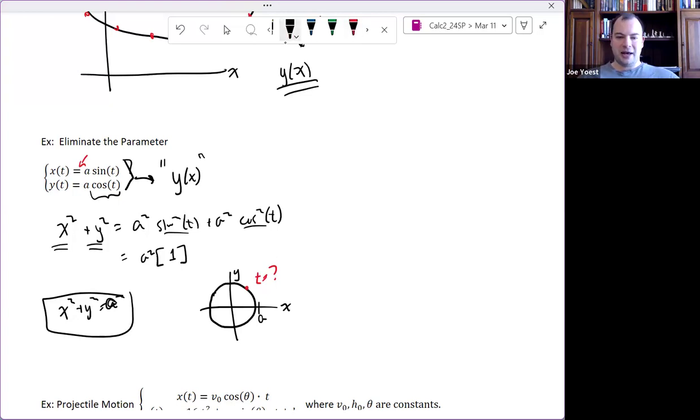But if I want to get a graph, I'm much more used to looking at functions that just have 2 variables and 1 equation and knowing what the graphs of those look like. So a lot of times I might want to eliminate the parameter, draw the graph, get the picture, the total path that the particle or whatever takes, and then come back and figure out the time points later on. When am I at this point or that point at what times?